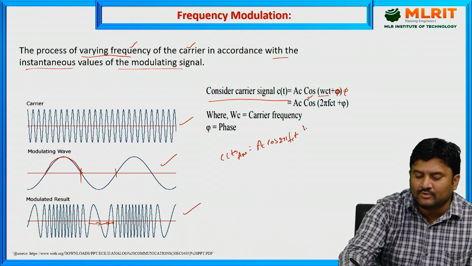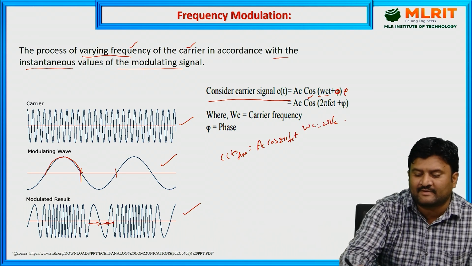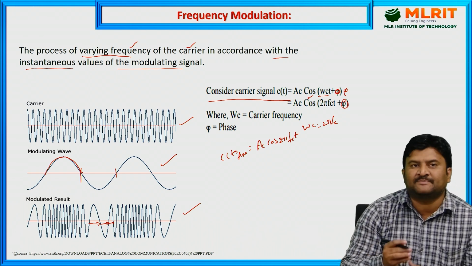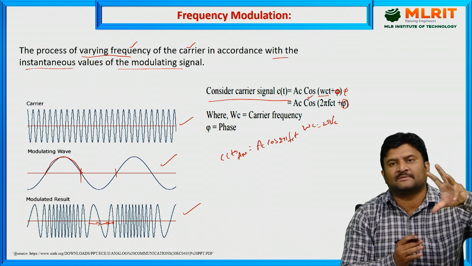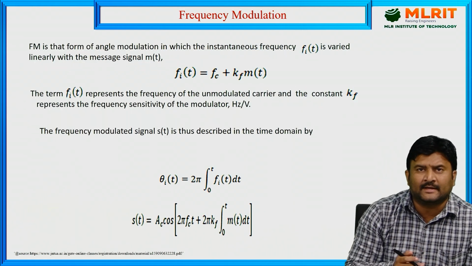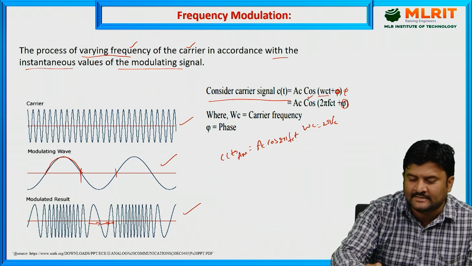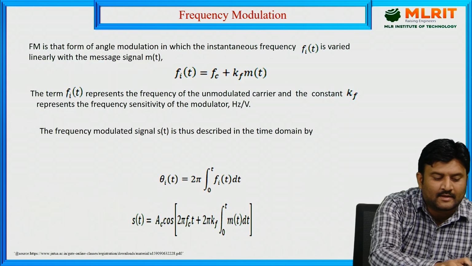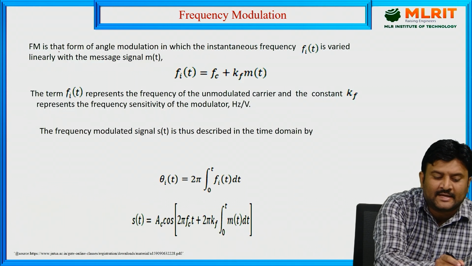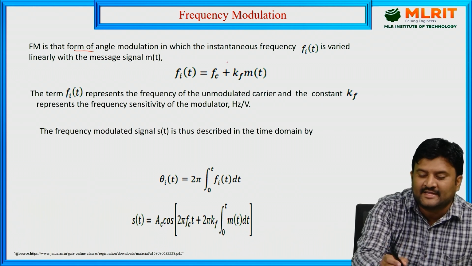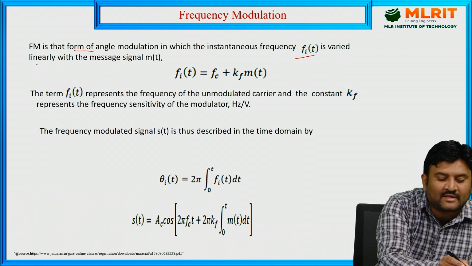Where omega c, you know, is 2 pi fc, the angular frequency. The phi is nothing but varying with respect to frequency and with respect to phase. Then mathematically, previously remember, Ac cos(omega c t plus theta or phi). Then frequency modulation is that form of angle modulation in which the instantaneous frequency fi of t is varied linearly with the message signal.